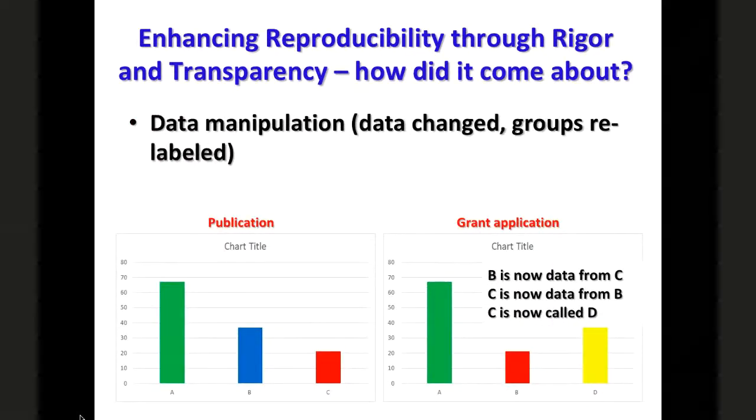Data manipulation. So a publication has group A, group B, group C, and then a person submits a grant. A is the same. B is now the data from C. C is now the data from B, but now C is not called C anymore, it's called D. I've seen this. This is a personal account.